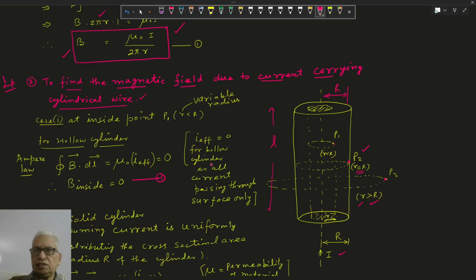But inside there are two cases: the cylinder is hollow or the cylinder is solid. First we take the hollow cylinder. Ampere Circuital Law: the closed path integral of B dot dl is equal to mu naught I effective. Since it is hollow, all the current is passing through the surface, and there is no current inside. So the effective current inside is 0, because all the current passes through the surface only for a hollow cylinder. For a hollow one, where would the current come from?